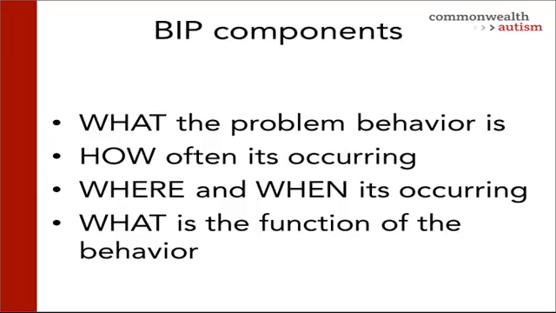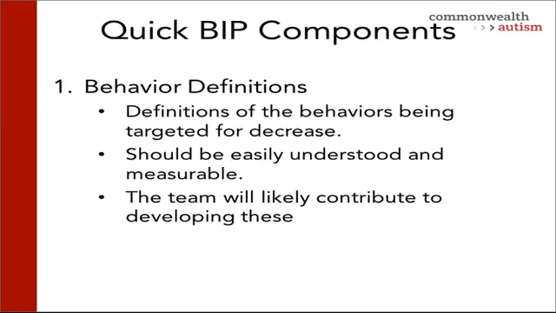Some components of the BIP include what the problem behavior is, how often it's occurring, where and when it's occurring, and what the function of the behavior is. Your quick BIP will then include the behavior definition, so again, what the behavior is. The definitions should be easily understood, and they should be measurable, and the team will likely contribute to developing these behavioral definitions. So your behavior analyst might ask you, what does hitting look like?